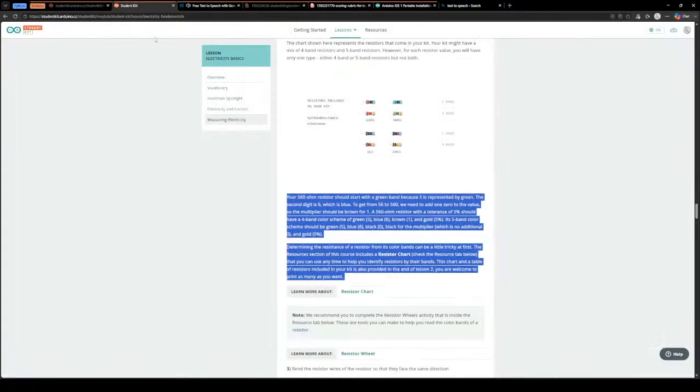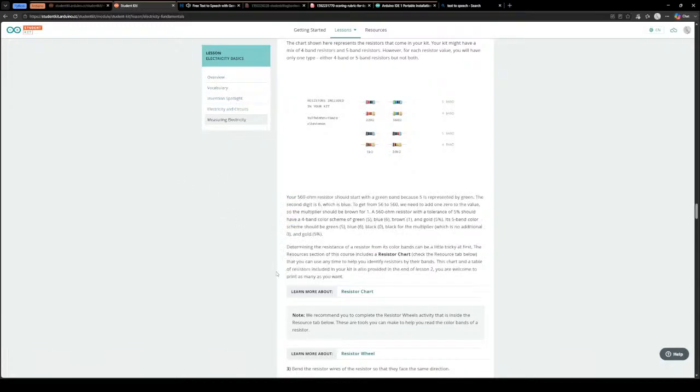Your 560 ohm resistor should start with a green band because 5 is represented by green. The second digit is 6, which is blue. To get from 56 to 560, we need to add a 0 to the value, so the multiplier should be brown for 1. A 560 ohm resistor with a tolerance of 5% should have a 4-band color scheme of green, blue, brown, and gold. Its 5-band color scheme should be green, blue, black, black for the multiplier, and gold.